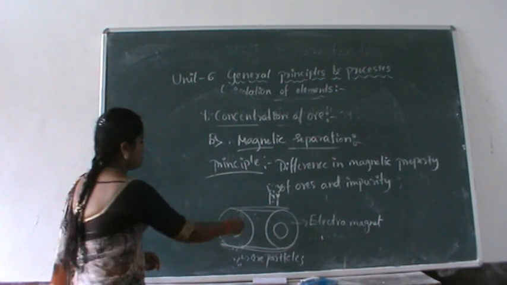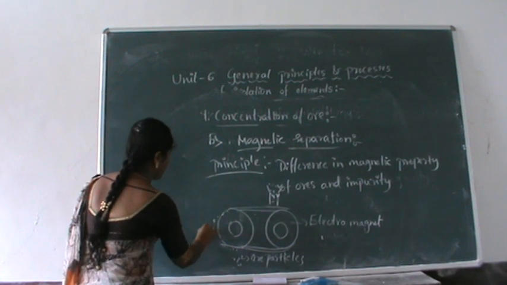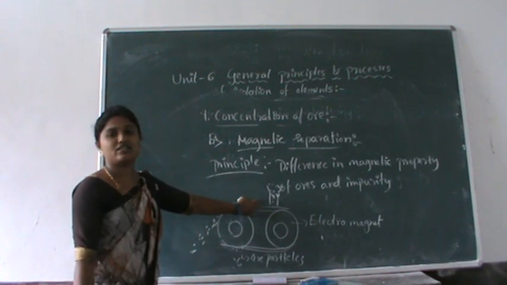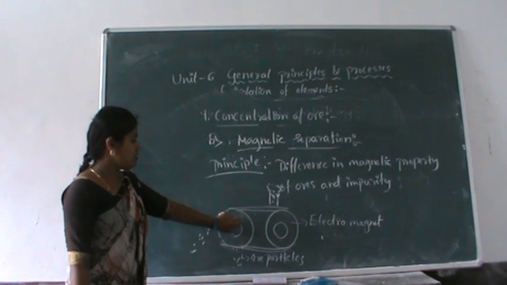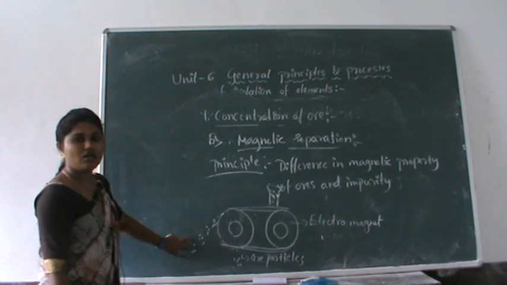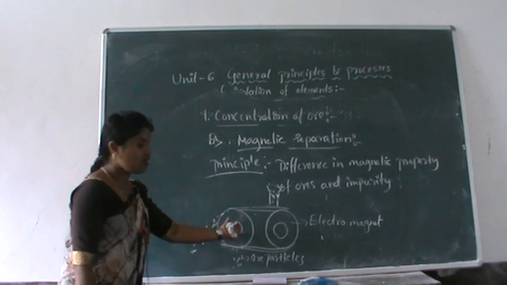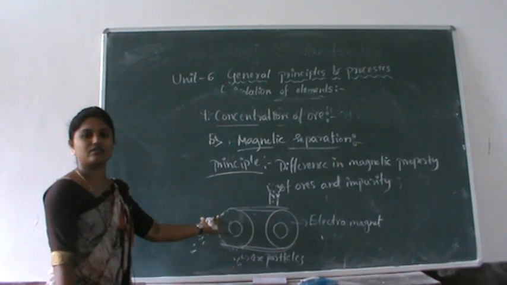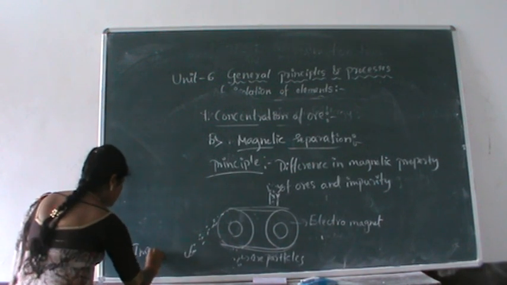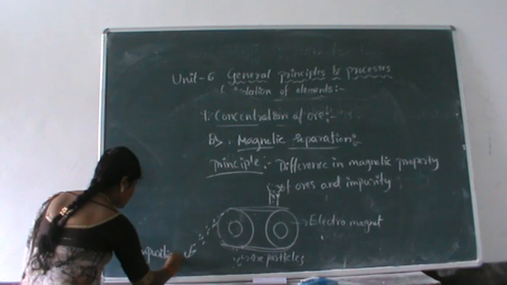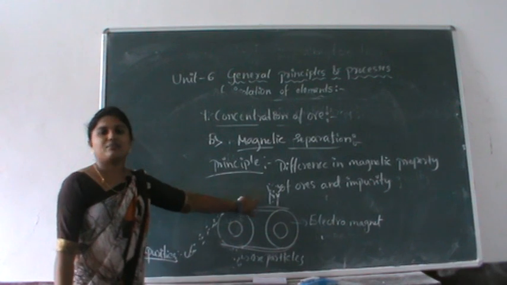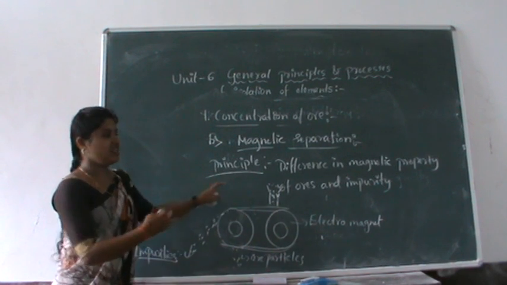Okay. If the impurities in the ores are non-magnetic in nature, they will not be attracted by the magnet. Then they will collect away from this magnet. Okay, these are impurities. It need not be that the ores are magnetic, it may be vice versa.